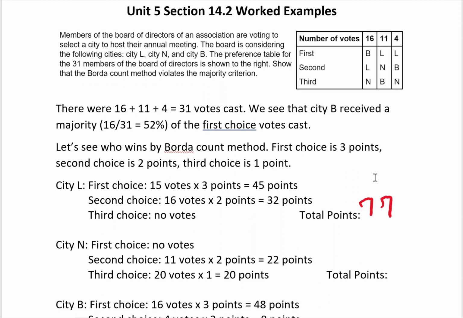For City N, no first place votes. Second choice, 11 votes times 2 is 22 points. Third place, City N has 20 votes times 1 point is 20 points. Total points, 42.